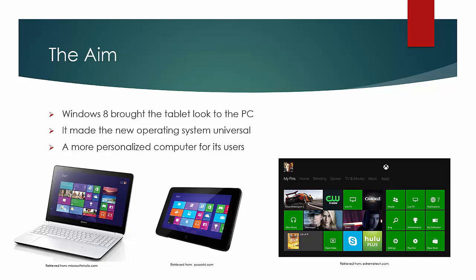Windows 8 brought the tablet look to the PC. It made the new operating system universal. It also made a more personalized computer for its users. Users can reorganize their tiles by importance of apps and create the ideal environment depending on what their computer is intended for, such as work, school, entertainment, and such. Plus, there are many different versions of Windows designed for specific uses. But the general design stays the same, as shown below.